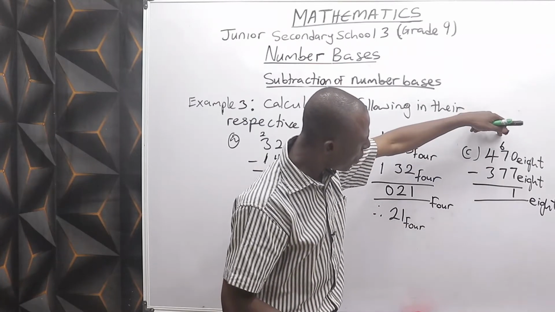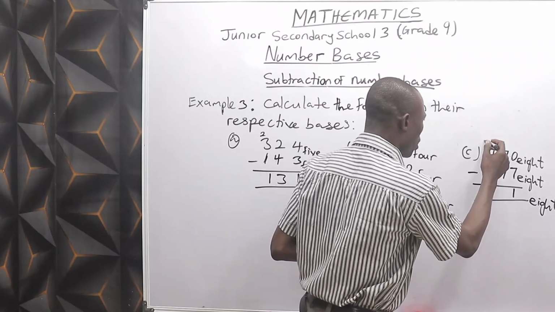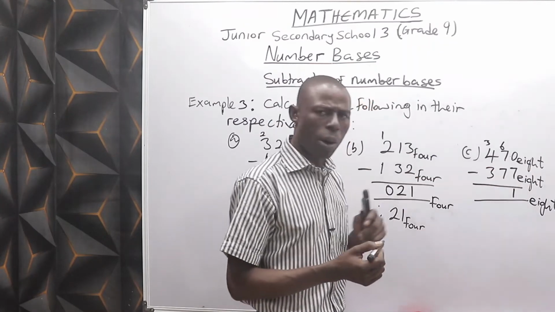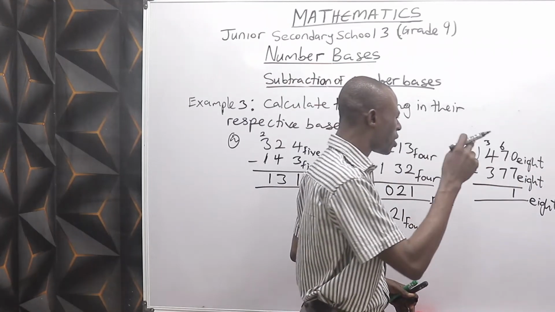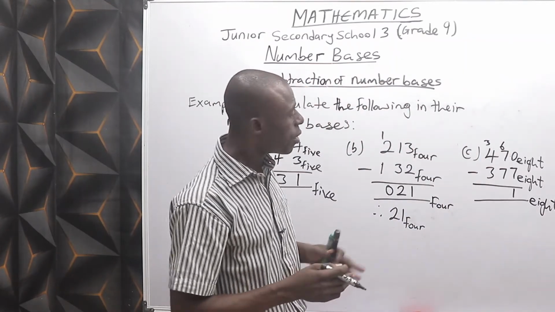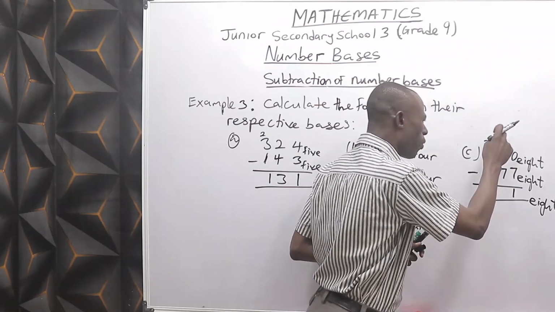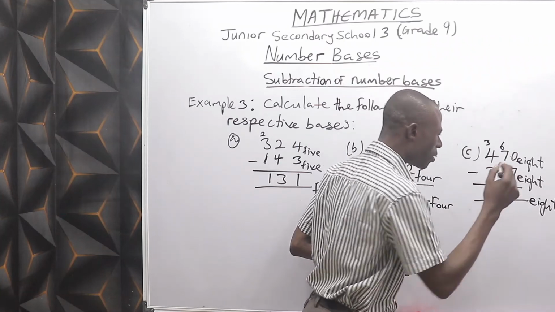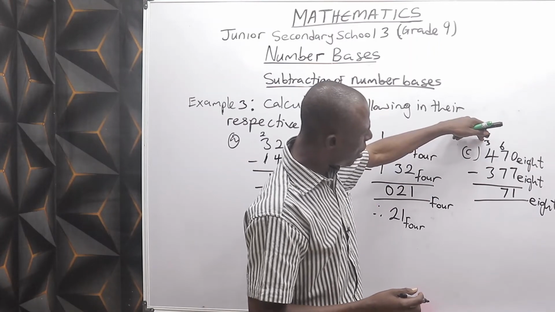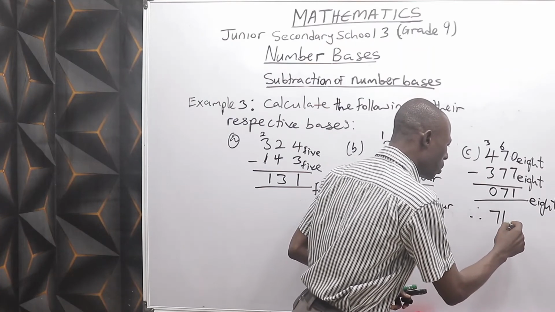Subtract 7 from the remaining 6 here is not possible. So borrow 1 from this 4. The 4 remains 3. The one we borrow turns to 8, our base. So add that 8 to 6. What do you have? 8 plus 6, that is 14. So subtract 7 from the 14. So we have 7 back. Subtract 3 from the remaining 3 here, that is 0. Therefore, our answer is 71 base 8.